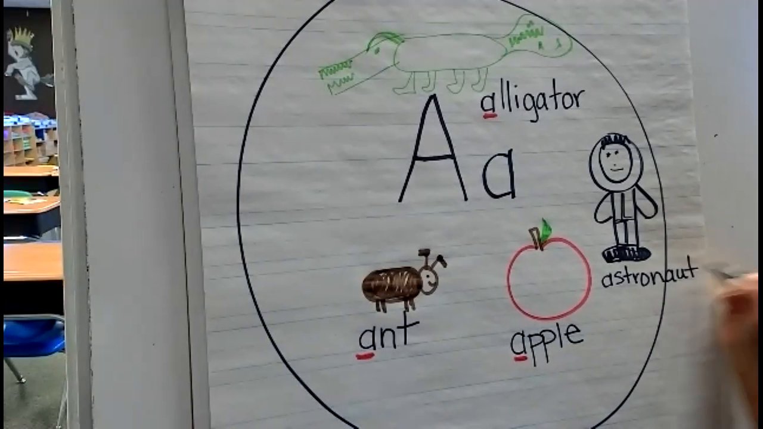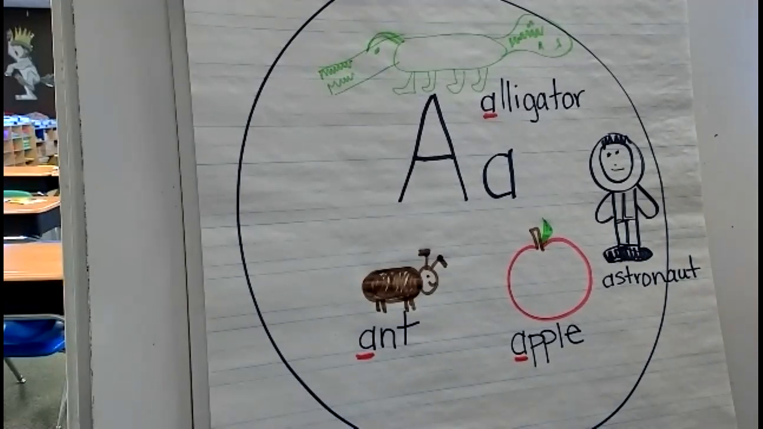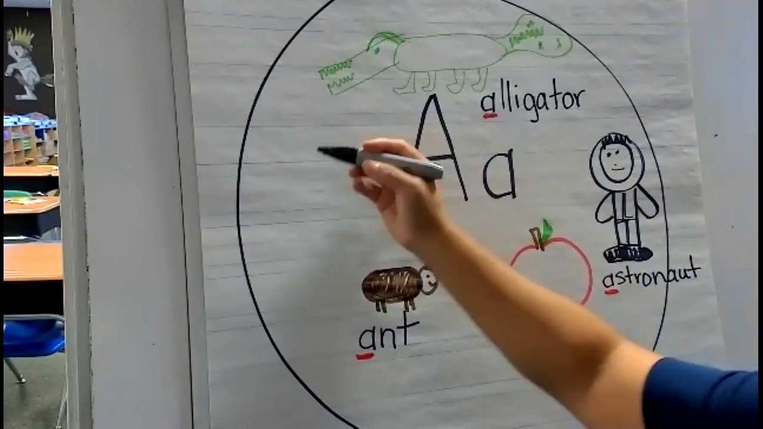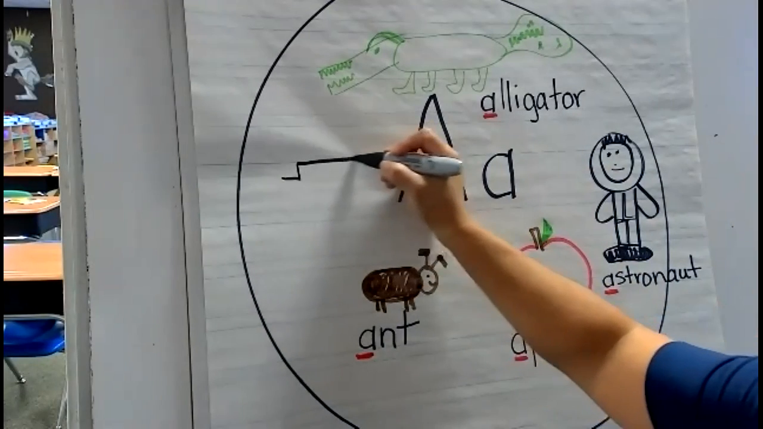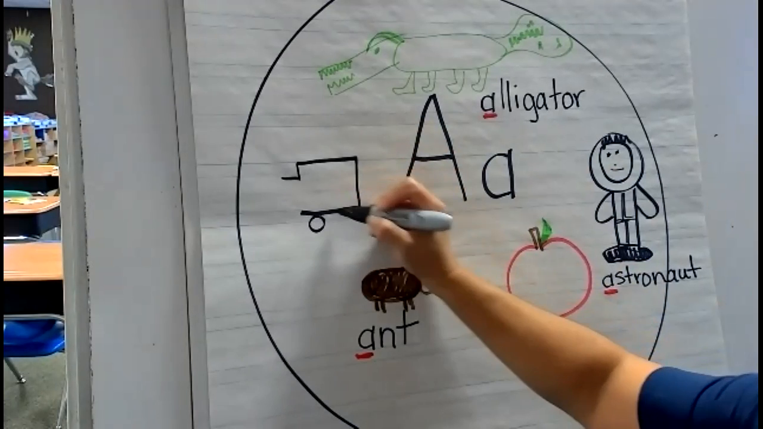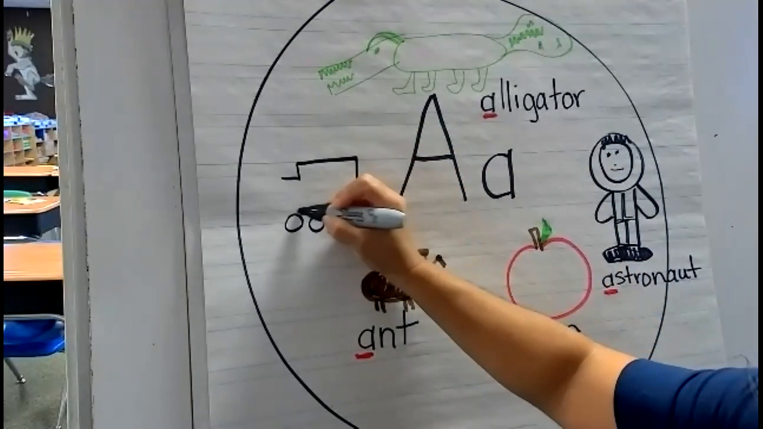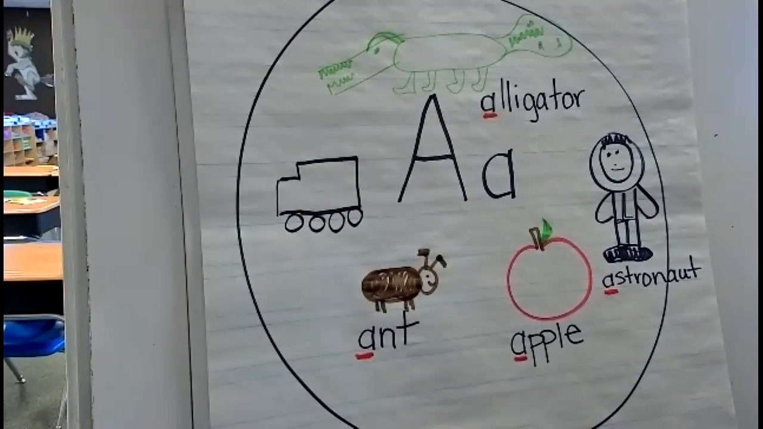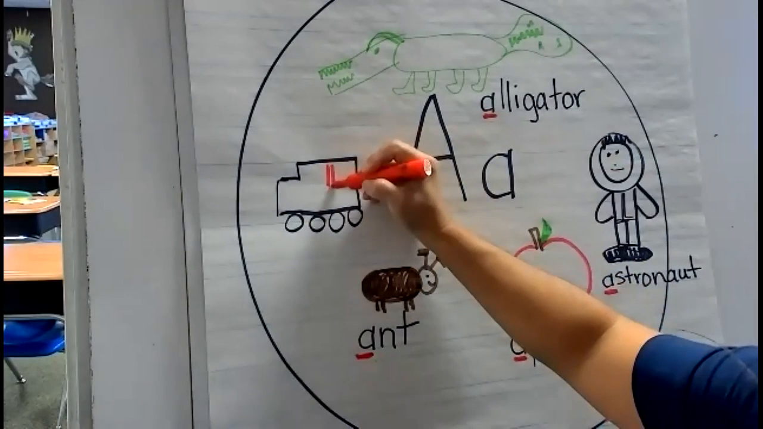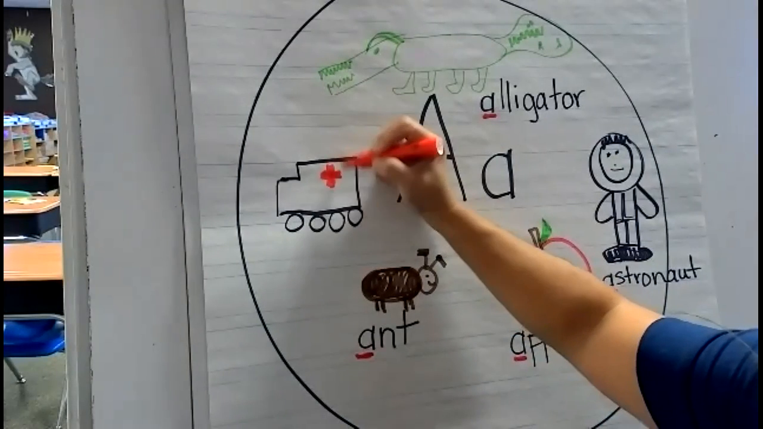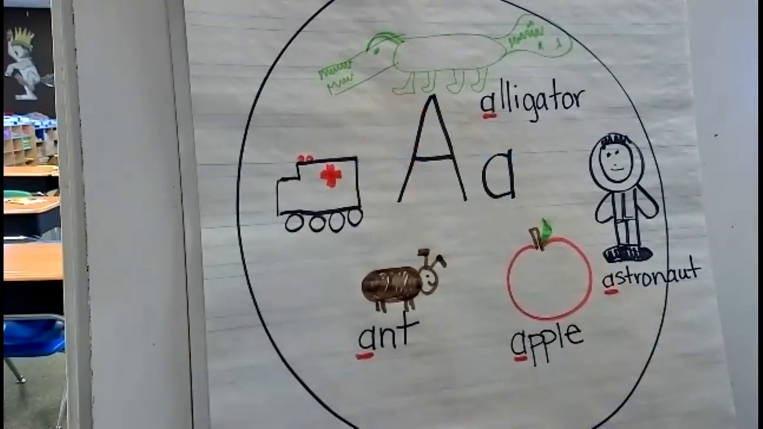The big one. What's another word that begins with ah? Ambulance. Did I hear animals? Ambulance. Yes, an ambulance. All right, I'm going to try to do the ambulance as good as I can. Okay, the best that I can. Ambulance. Yes, that begins with ah. It has a little cross there so that we know that it's an ambulance. Little lights going on. Ambulance, yes.